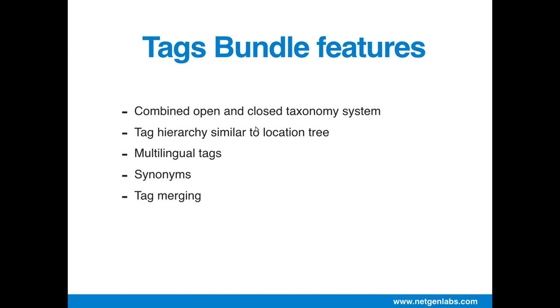We also have tag merging, which is quite useful when you switch from open to closed or vice versa, or if you just want to maintain a taxonomy system which was open. If you have an open system and everybody is adding tags, you can merge tags, which means you can, let's say, merge two tags which have the same label, but preserving all the links to the content. And that's quite important for large systems, again.